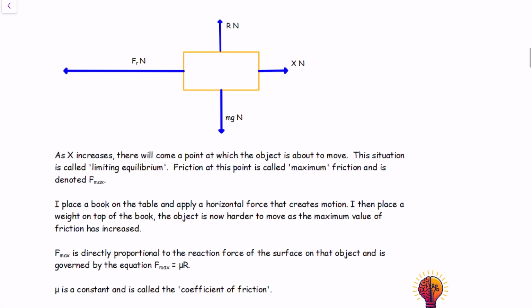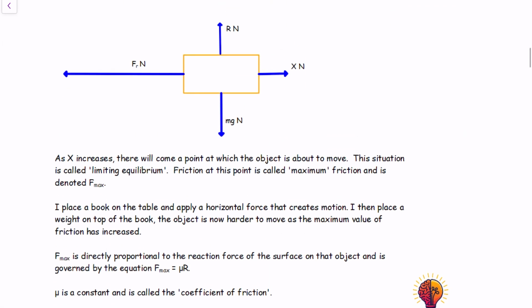Okay, so if we've got a diagram here, as x increases, there will come a point at which the object is about to move. This situation is called limiting equilibrium. So when the object is about to move, friction at this point is called the maximum friction and is denoted F max. I place the book on the table and apply a horizontal force that creates motion.